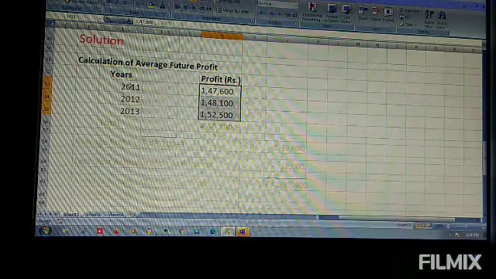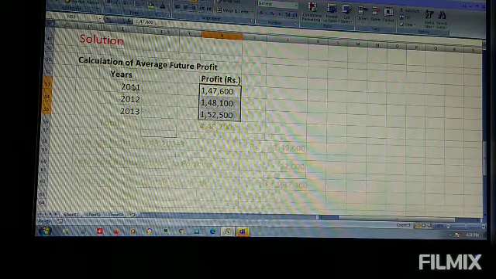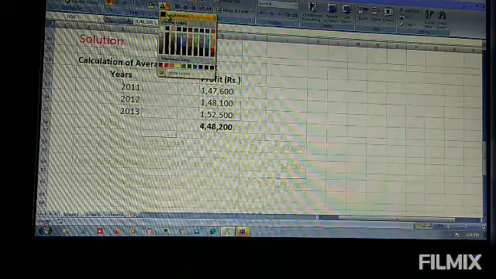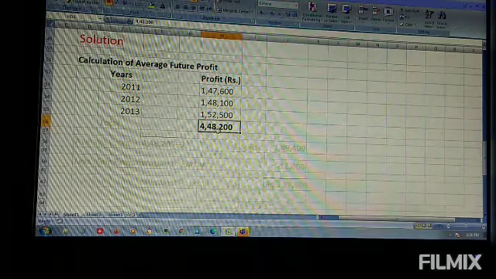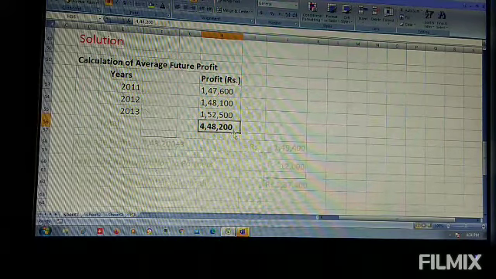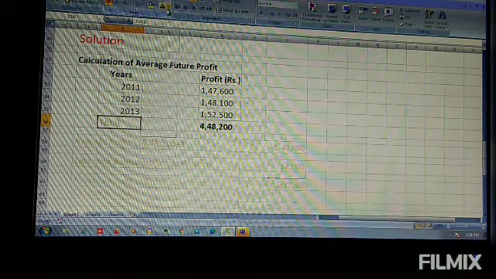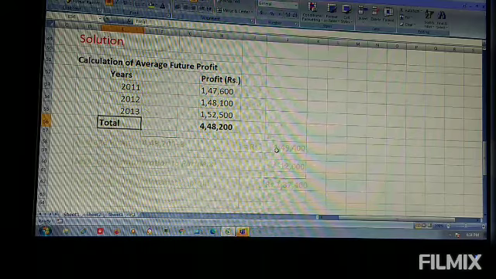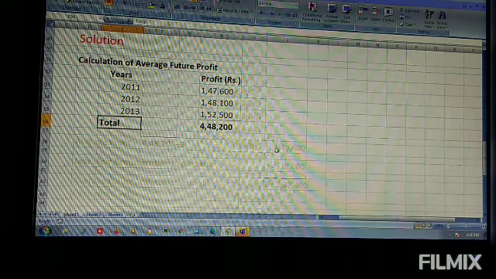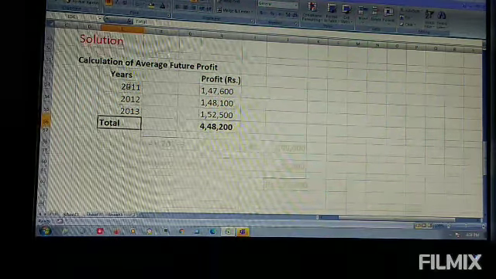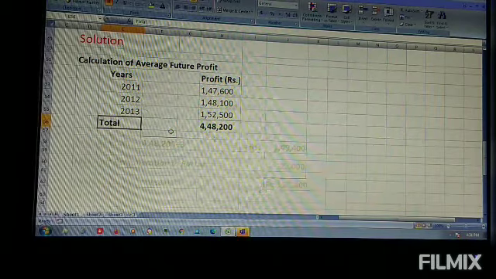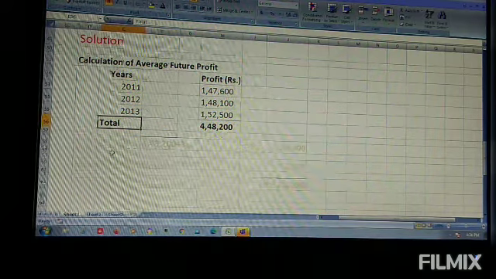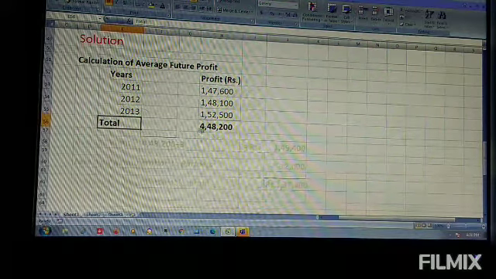Now all these 3 years' profits are to be added. If you add this, you will get 4,48,200 as the profit. So this is the total profit of the business, the 3 years' total profit. Now we need to find out the average profit of every year.